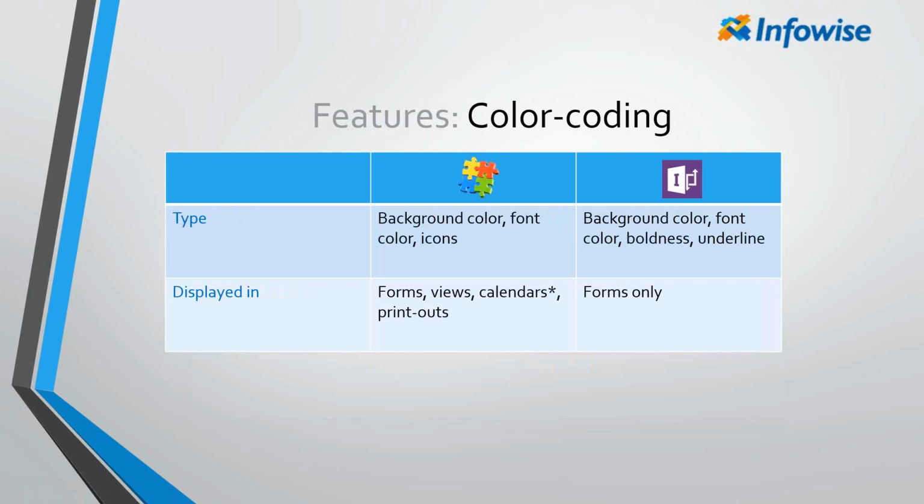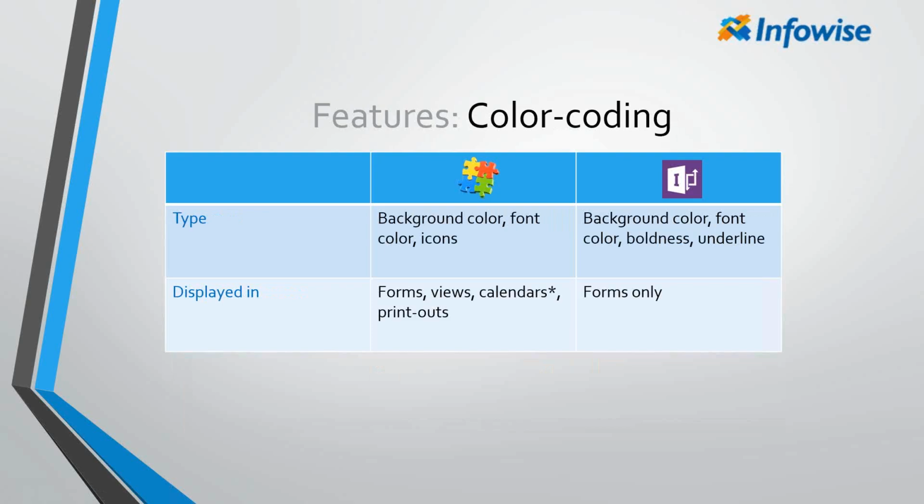Okay, color coding, another very, very useful capability. In InfoPath, you can control, using, again, rules, the background color, font color, boldness, underline, and so on. There's a list of things that you can control. In our case, we can control the background color, font color, icons, something that InfoPath does not have.